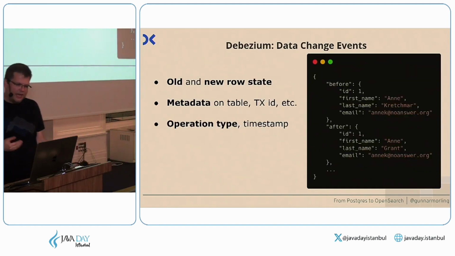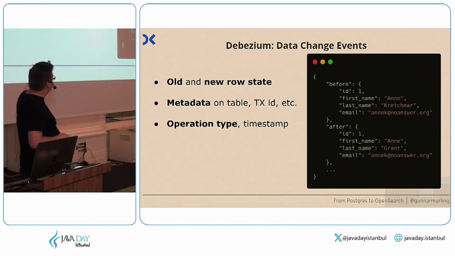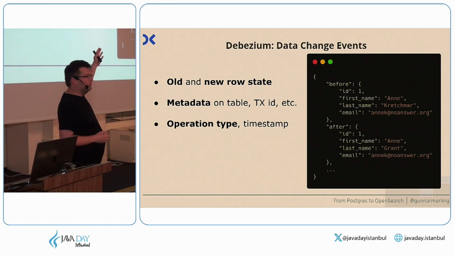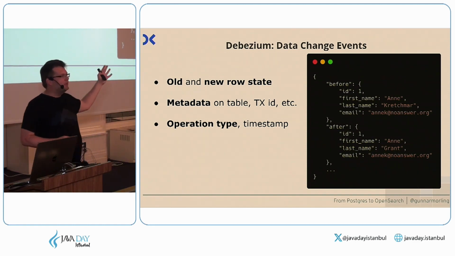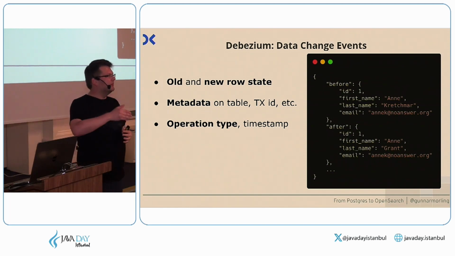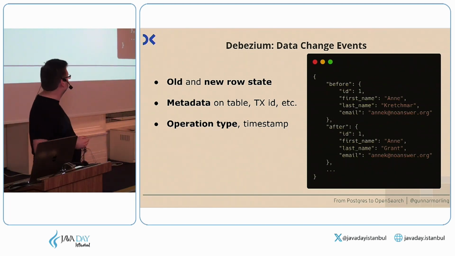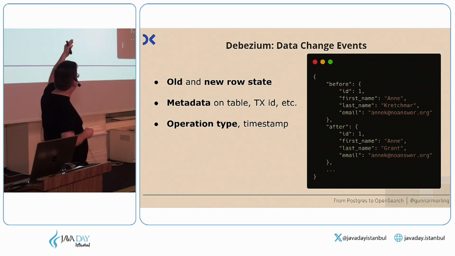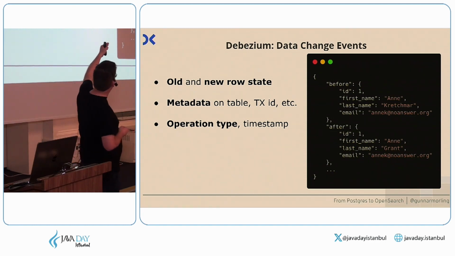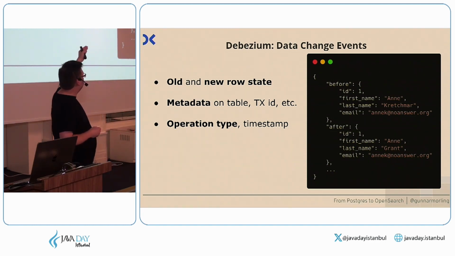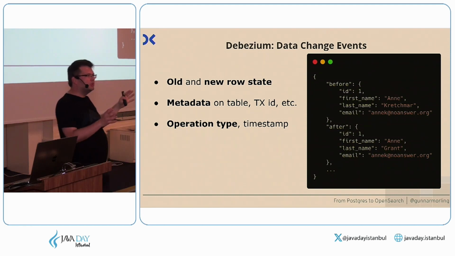Events. So how do they look? Well, in a nutshell, this is what you would get. Their structure resembles the structure of your database tables. So let's say you have a customer table with columns like ID, first name, last name, email. Those change events would have fields for each of those columns.